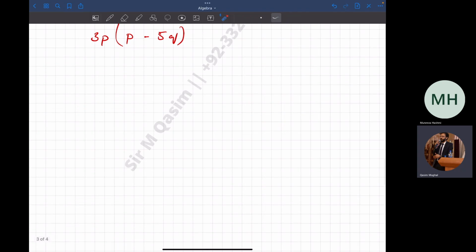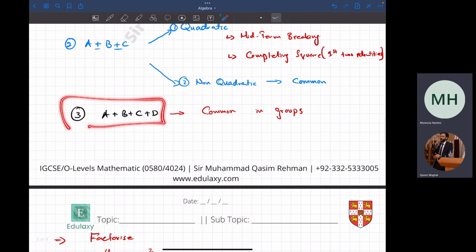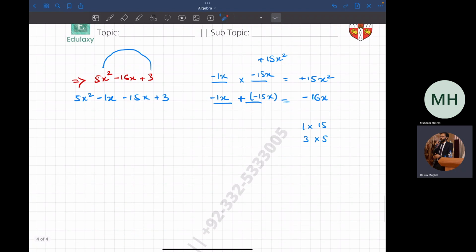This is 4 terms, so I'm dealing with the last case as well. Whenever you have 4 terms, you group them and take common in groups. From the first two, I have x as common, so x times 5x minus 1. From the last two, I take negative 3 as common. As I've taken a negative number common, it will change the sign of each term. This term is negative, so it will be positive inside, plus 5x. This is positive, so this is going to be negative 1. So 5x minus 1 times x minus 3.